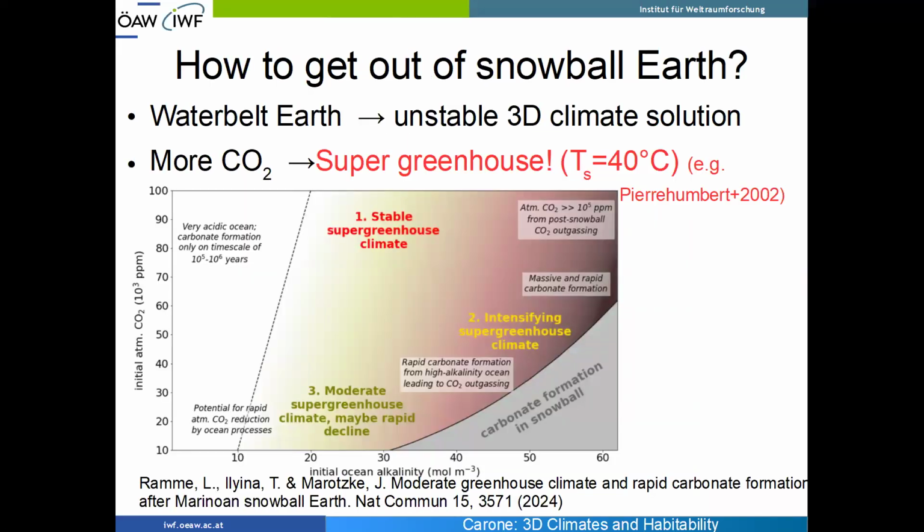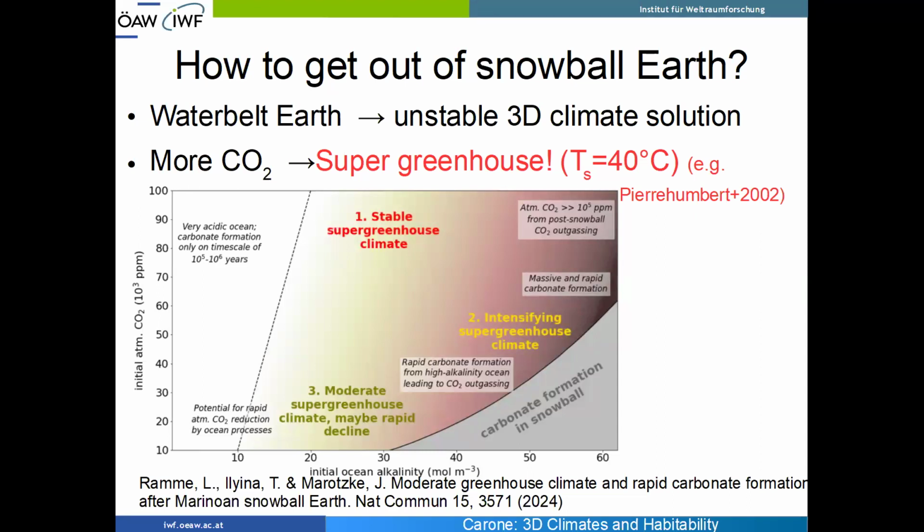The other end is also important for understanding habitability, which means, okay, now you say, we don't care, we will have this snowball Earth, and you just accumulate enough CO2 to melt everything. And then you tip, however, all the way over to a super greenhouse with an average surface temperature of 40 degrees Celsius, which to my taste is actually too close to the runaway greenhouse.